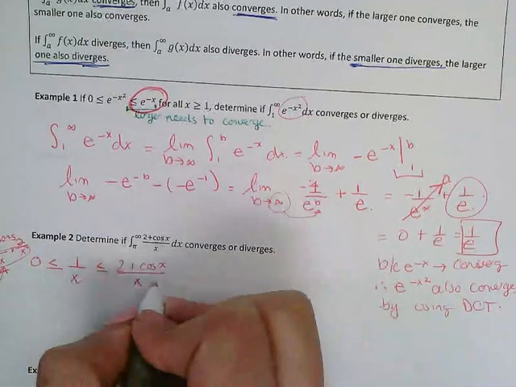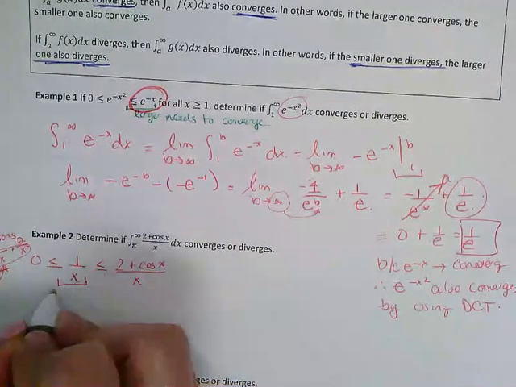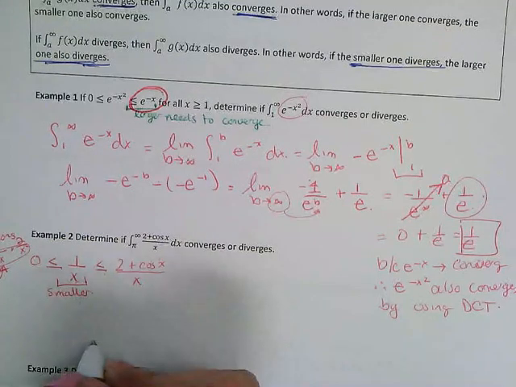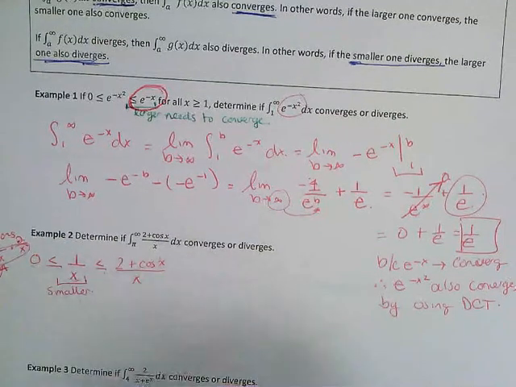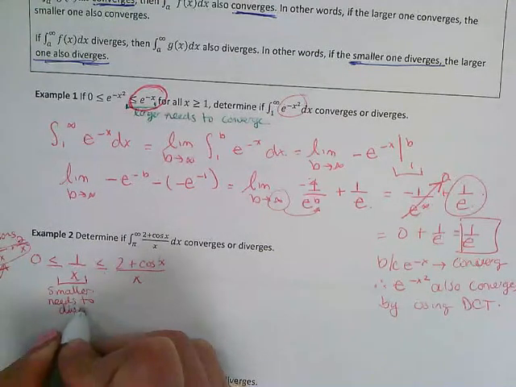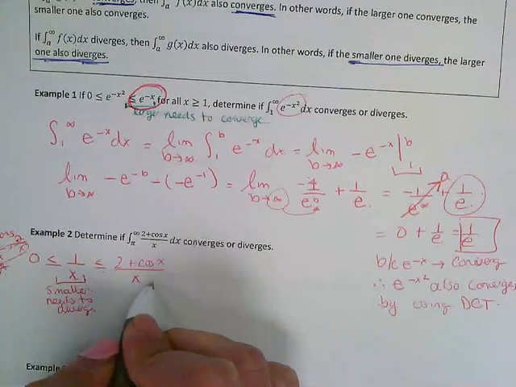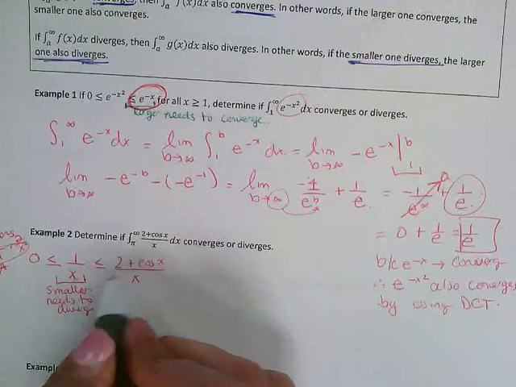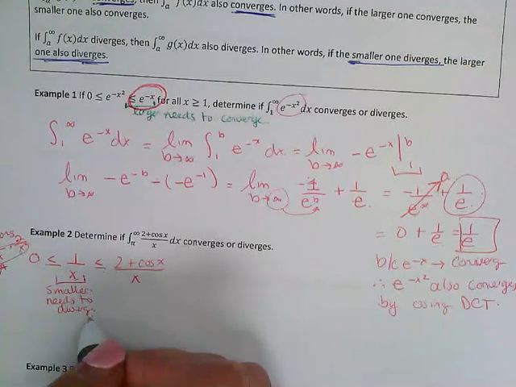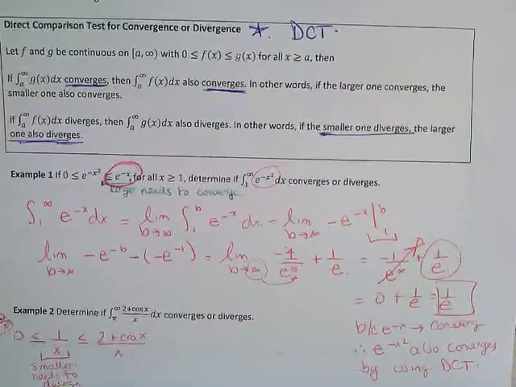So here the question is, this is smaller than our original. So here the smaller one needs to diverge. And if the smaller one diverges, then we can assume that the larger one diverges. Now if the smaller one converges, then we can't use DCT. Do you get what I'm saying compared to the definition up here?